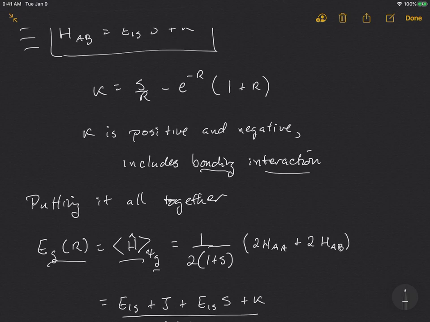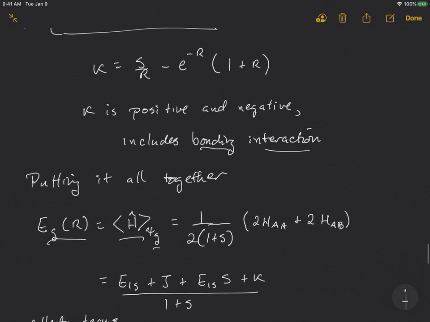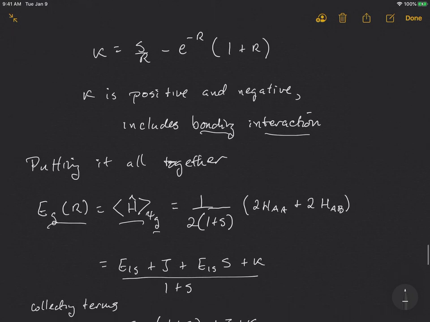And that gives us this 1 over 2 times 1 plus S times 2 HAA. Again, that's taking advantage of the fact that there's a symmetry in that HAA is equal to HBB. And similarly, we have 2 times HAB. And again, those are the integrals that we worked through above, at least in a qualitative sense.